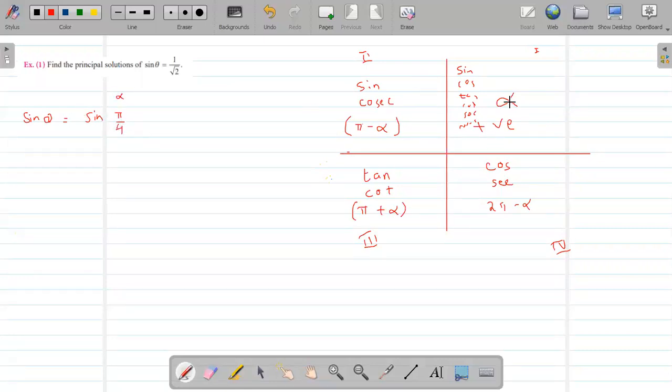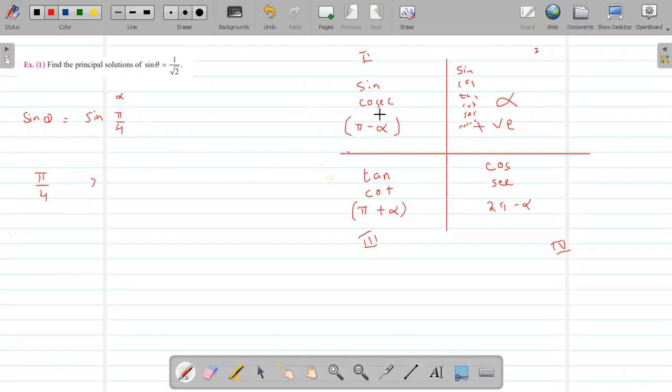All you have to do is take two formulas. Here the formula is only alpha, and what is alpha? Alpha is your pi by 4. So you got your one answer: pi by 4. And what about the other answer? Since it says find the principal solutions of sine theta, you got one solution. What about the other solution?